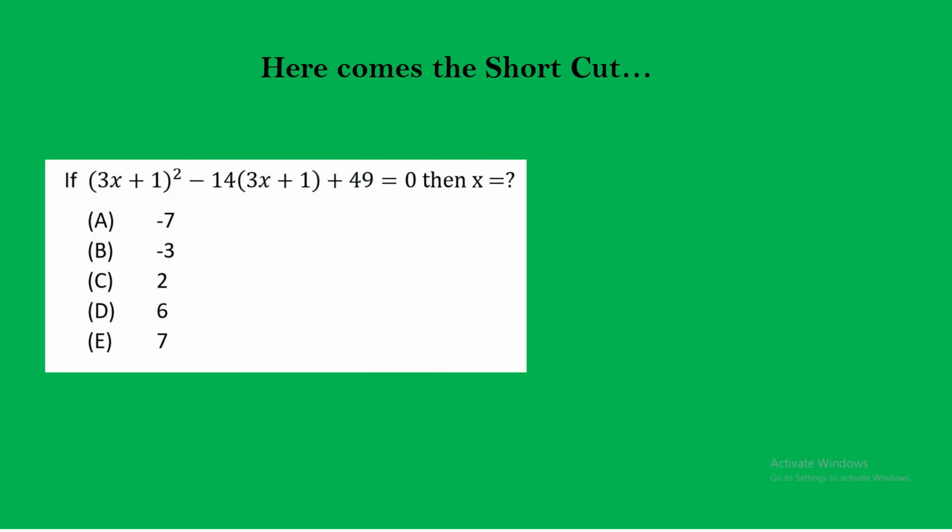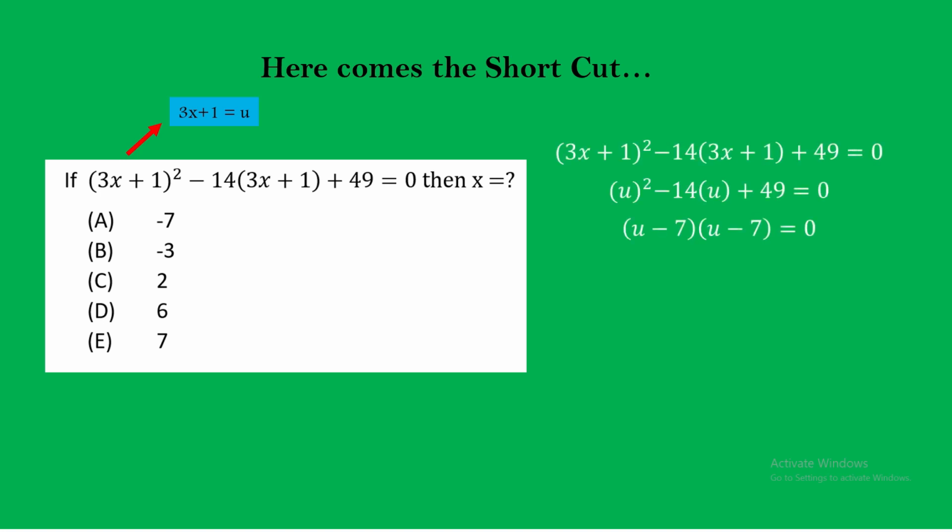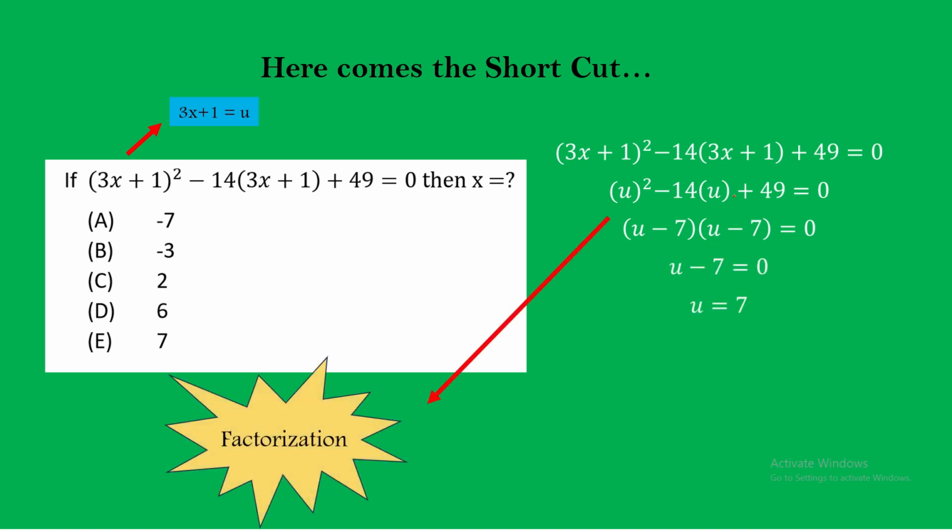So here comes the shortcut. First of all, replace 3x + 1 with another variable, let's say u. Now a quadratic equation will be obtained and then you will apply the factorization technique. So now we have 49 and 14. A combination of 7 and 7 will give 49 on multiplication and 14 on addition.